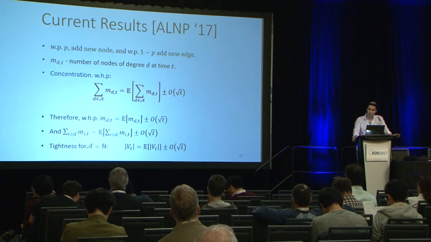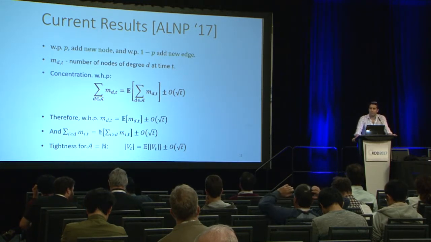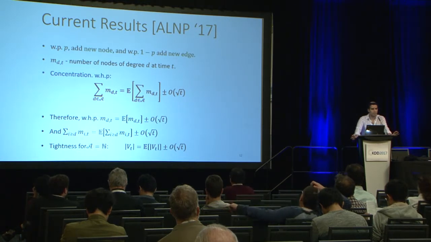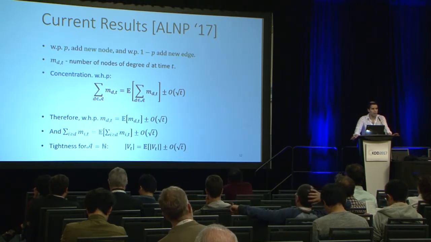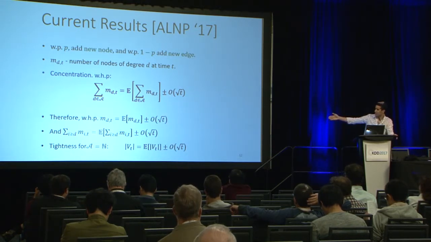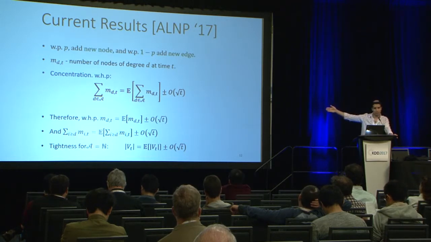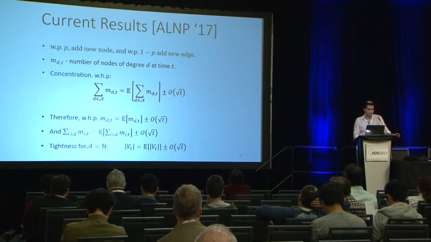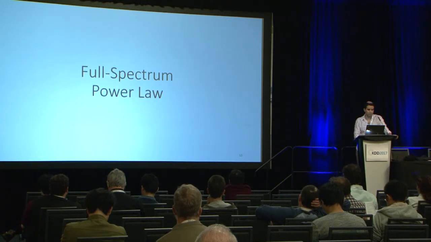And the question is, how tight is this result? Apparently this result is pretty tight, because if you take A to be all the natural numbers, so you look at all the nodes in the graph of whatever degree you want, that's VT, the number of vertices in the graph. And by our result it is basically the expectation of VT plus or minus square root of T. And that is tight. We know that is tight. That's the best approximation we can give, unless P is equal to 0 or P equals 1. So in that sense, this result is pretty tight. Okay, so that was the improvement of those results.